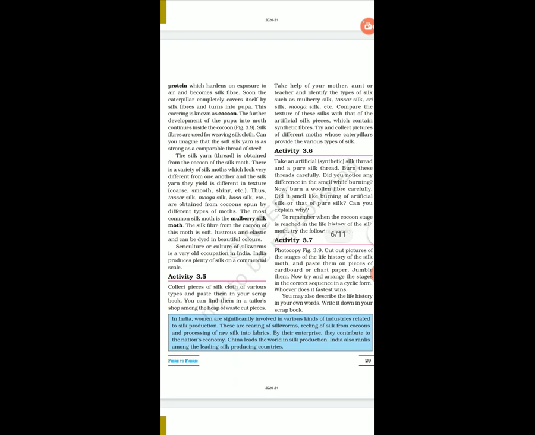Now activity 3.6, that is, you take an artificial silk thread and a pure silk thread. Burn the threads carefully. Did you notice the difference in smell? Now burn a woolen fiber carefully. Did it smell like burning of artificial silk or that of pure silk? So it is an experiment you can do at your home under your parents' observation. Different silk and wool threads, you can burn them and write your observations.